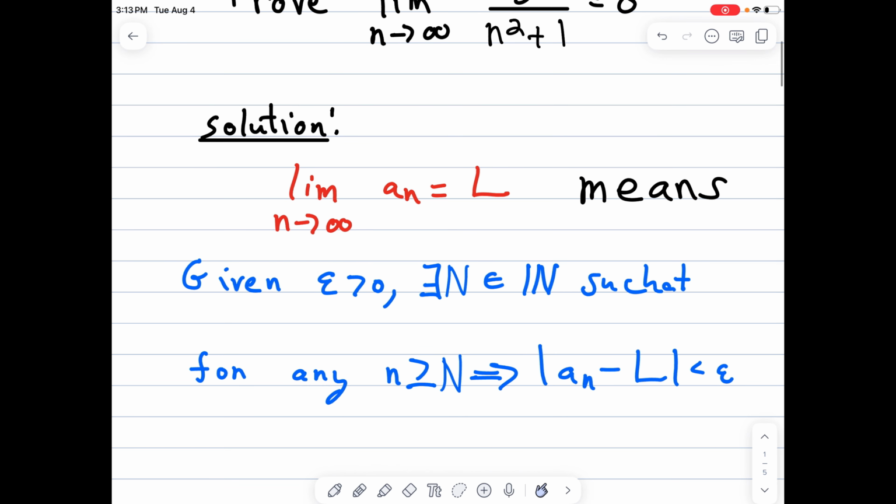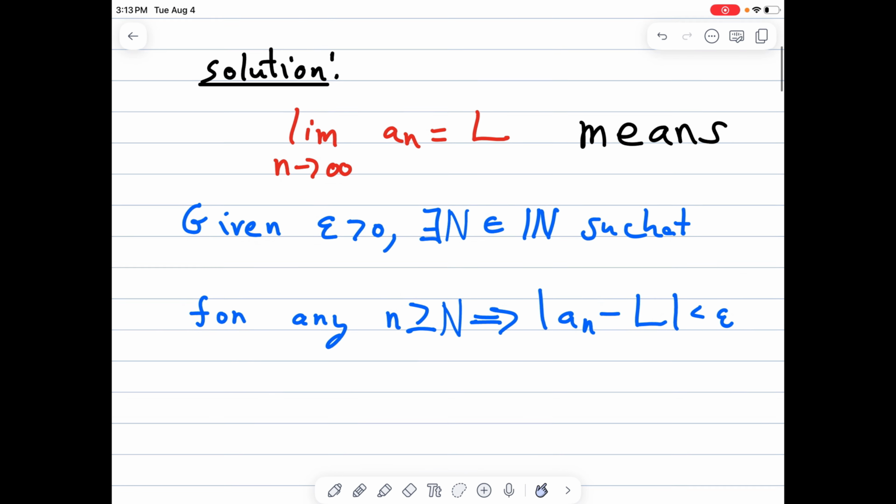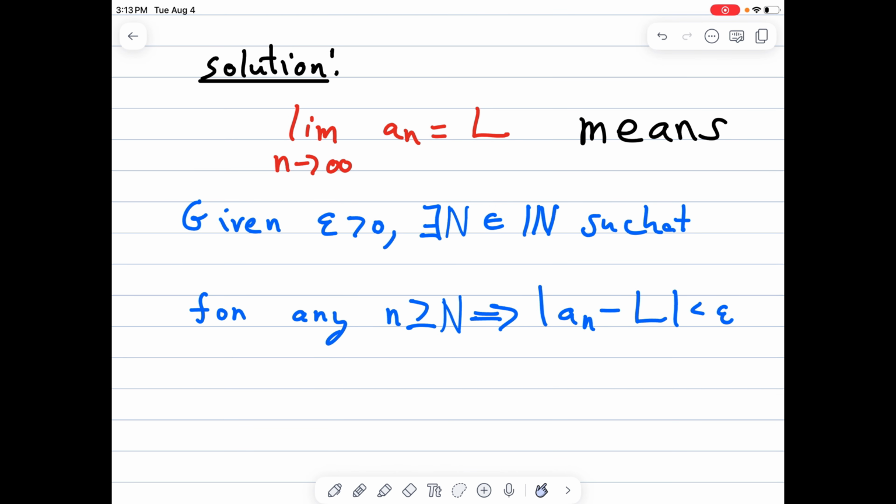Okay, so let me just start by recalling what it means for a sequence to tend to a limit L, or for a sequence to converge to L, as we like to say. So in red we have the limit as n goes to infinity of a sub n equals L. That means that given epsilon greater than 0, so epsilon is just some real number, there exists a number, capital N, that is in the natural numbers.